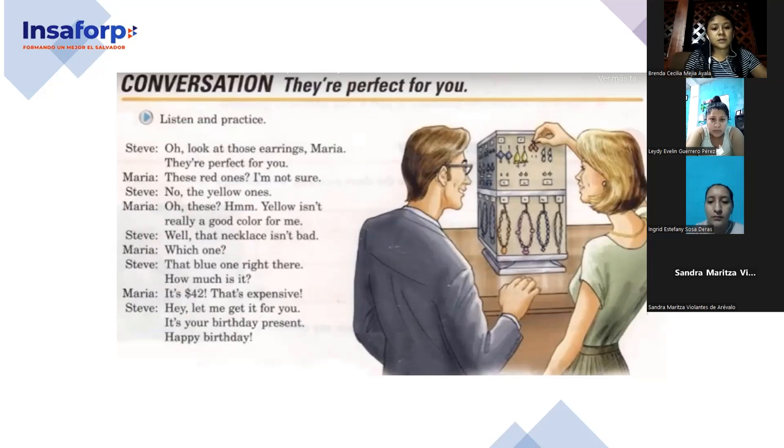Well, that necklace isn't bad. That blue one right there. How much is it? Hey, let me get it for you. It's your birthday present. Happy birthday. Thank you so much. Very good.